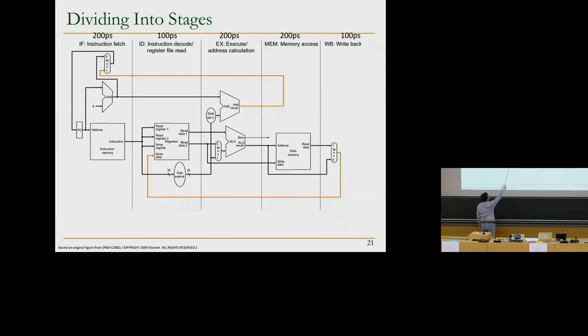And here, we are going to do the execution, we are going to do address calculation, maybe the address calculation for a branch, or we will do a calculation for producing the ALU result. And here, we will have a memory access. And then here, either we are reading from memory, or we have an address, or we have data from the ALU. We are going to write it back all the way to this register file. Divided it into parts.